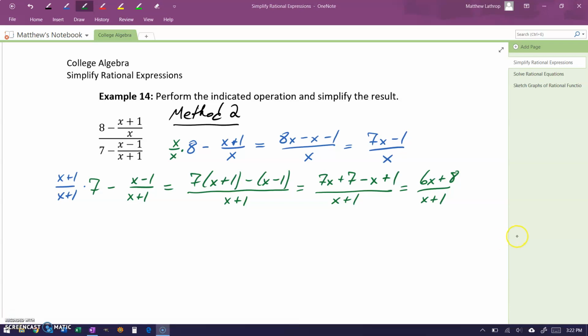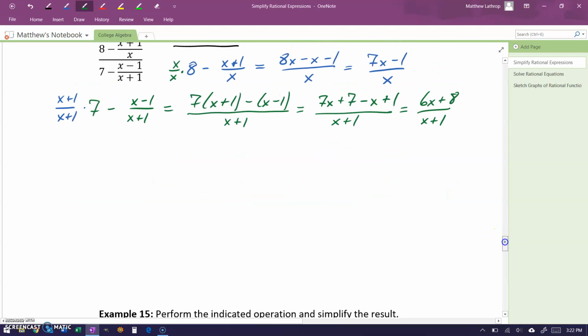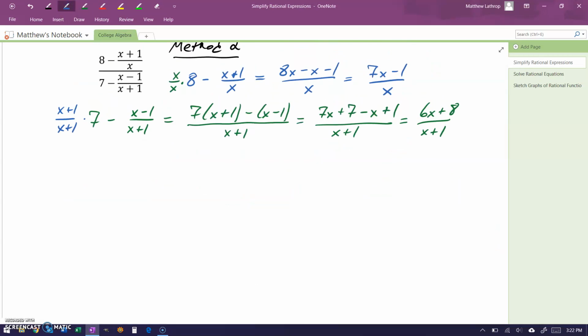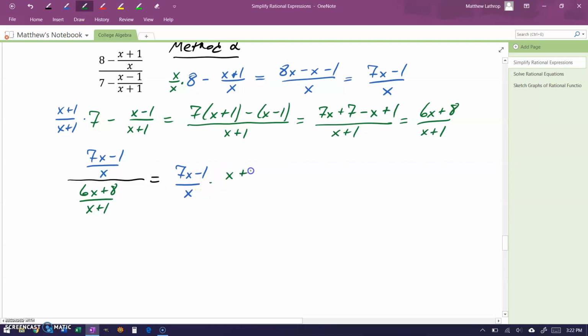Now we can take those expressions that we've generated and put them back together as the new numerator and denominator of this rational expression, and continue simplifying this by turning it to a multiplication problem and taking the reciprocal of that second expression, to see what might reduce.